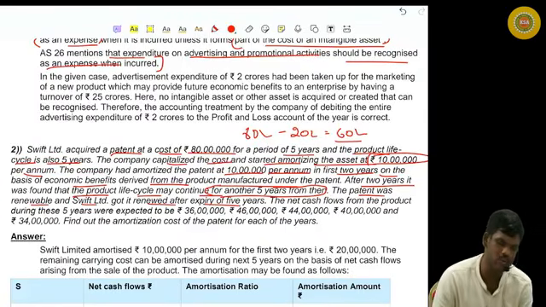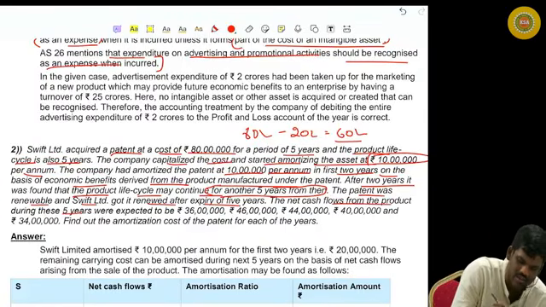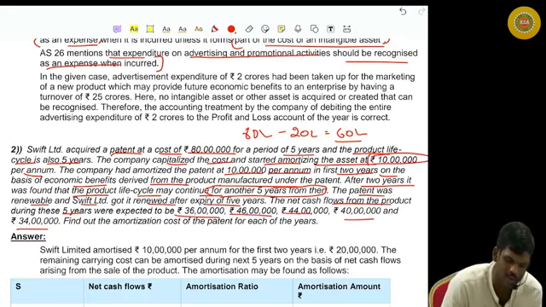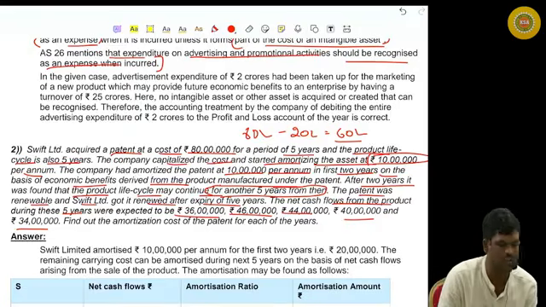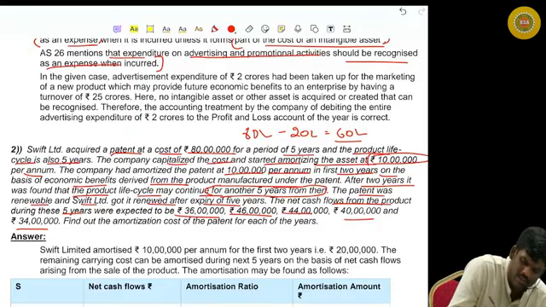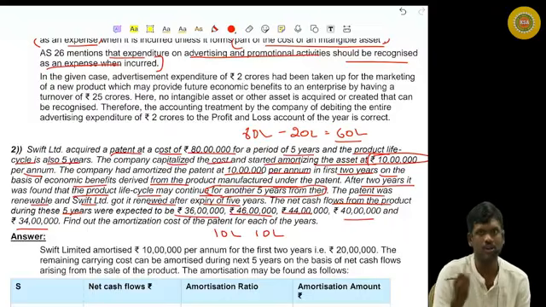The net cash flows from the product during these 5 years were expected to be 36 lakhs, 46 lakhs, 44 lakhs, 40 lakhs and 34 lakhs. Find out the amortization cost of the patent for each of these years. Very, very simple. First year 10 lakhs you will charge. Second year also 10 lakhs you charged because you followed a different method.